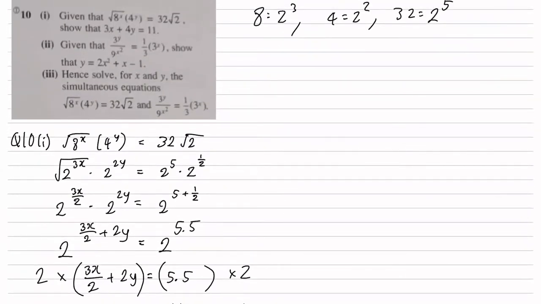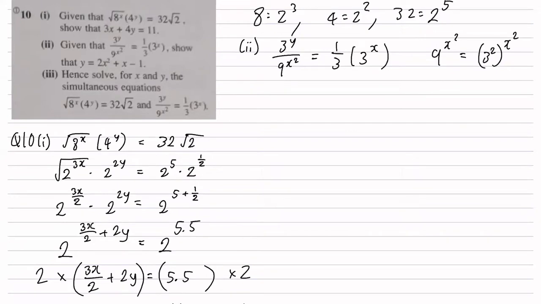Given that 3 power y over 9 power x squared equals to 1/3 times 3 power x, show that y equals to 2x squared plus x minus 1. Wait, let me write down first. Okay. Anything common about the bases? 3, 9. So 9 equals to 3 to the power of 2. So therefore 9 power x squared is actually just 3 square power x squared. So what do you do with the powers 2 and x squared? Plus, minus, times, divide?